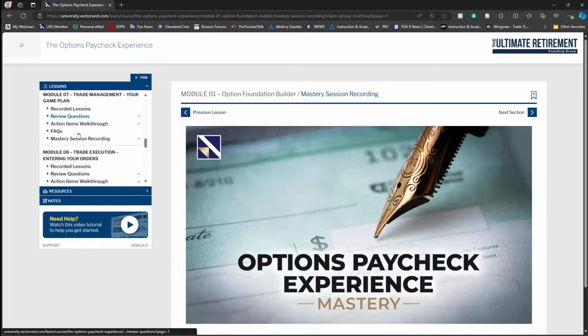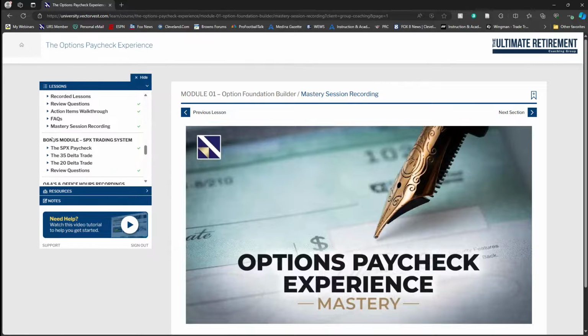Same exact thing. Underneath the modules, this is where you're going to find that SPX trading system. And as Brian said, some people just go out there and start doing these trades right away. If you want to try the SPX trades, I would suggest you try the 35 Delta trade. It's a really easy one to get yourself started with.